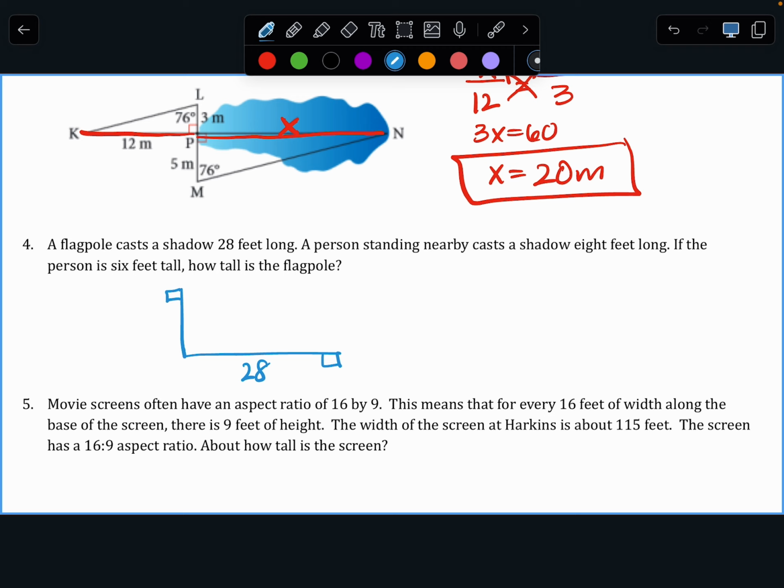And then I've got a person, and their shadow, which is a little wonky, is 8 feet long. And the person is 6 feet tall.